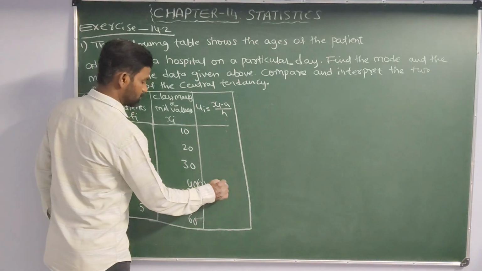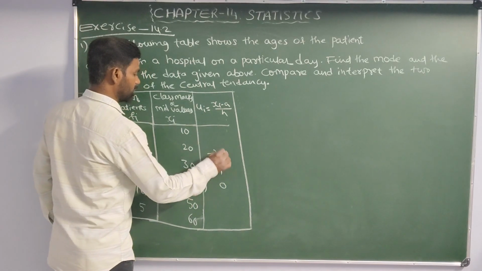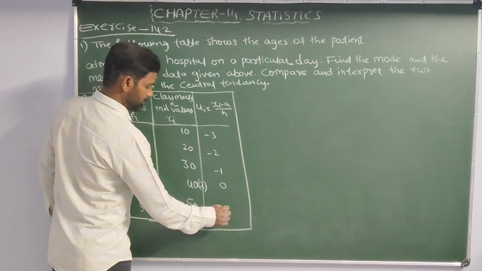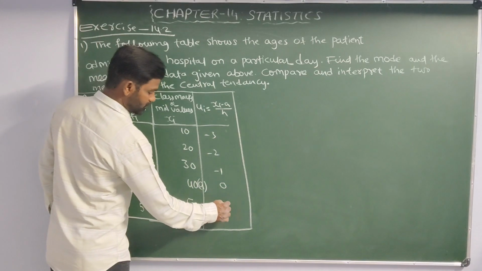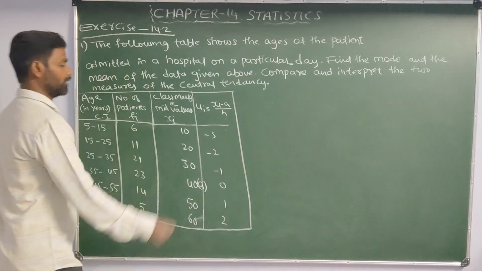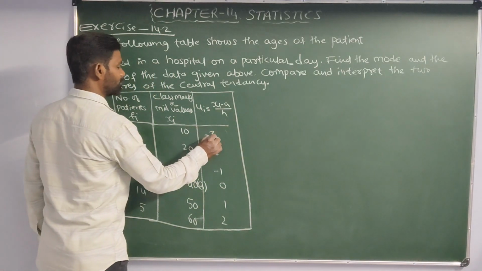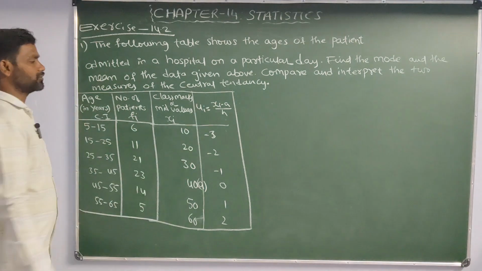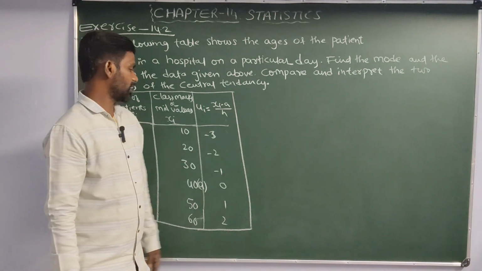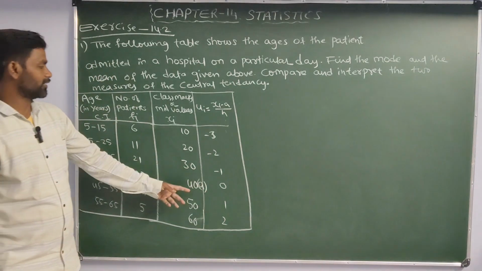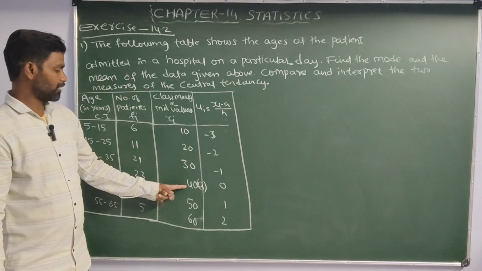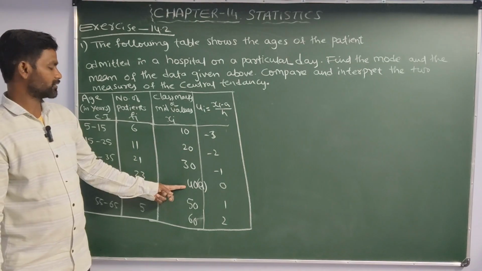So this becomes 0. Above it is minus 1, minus 2, minus 3. And below this 0 is plus 1, plus 2. So by using this formula, we get the same values. We have to do the calculations, but I have written them very directly. Why? Because 10 minus 40 is minus 30.